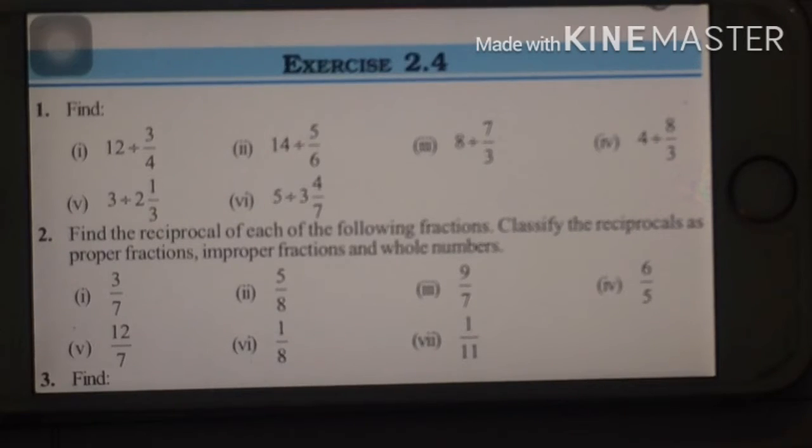So you've been given some fractions. The first thing you will do is find their reciprocal, and then you will tell what kind of answer you got. The reciprocal that you obtained, is it a proper fraction? Is it an improper fraction? Or is it a whole number? So let us do a few parts.